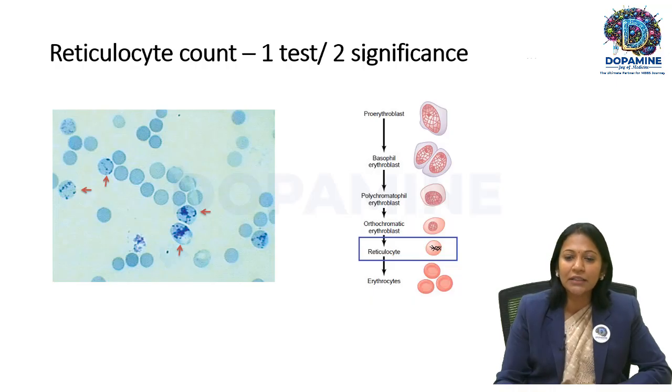It is actually the erythroid precursor which has lost its nucleus and has to come to the peripheral smear. So, the stage before the RBC is the reticulocyte. Reticulocyte will have a lifespan of 24 hours in the peripheral smear. So, the stage before it is getting released into the peripheral smear is the reticulocyte. So, the reticulocyte count in macrocytic anemia will be very low.